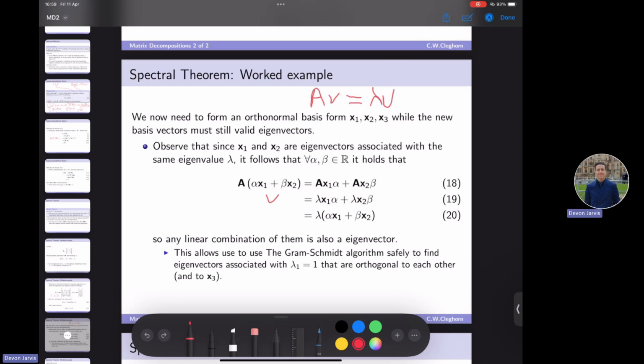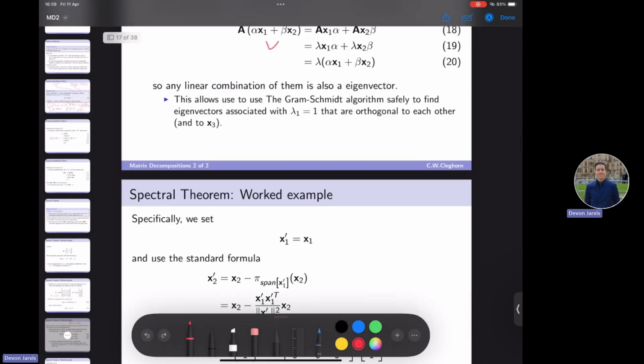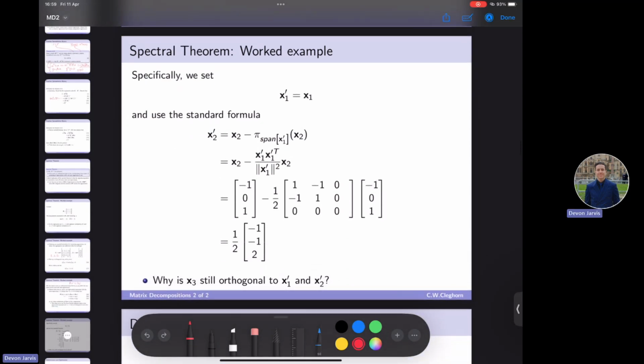Okay, so any linear combination of them is an eigenvector, and so this allows us to use the Gram-Schmidt orthogonalization method safely to find eigenvectors associated to lambda 1. Okay, you can just Gram-Schmidt your eigenvectors. All right. So specifically, you come through and you set your new x1 to be equal to x1 normalized, because that's the definition, and then you take x2 minus the component of x2 that lies on the span of x1. Again, you should probably know Gram-Schmidt at this point. Okay, use this definition. Again, I don't love this definition because it gives us a matrix. I much prefer to do that bit first, but up to you. Ultimately, what you end up getting is a new x2 over there.